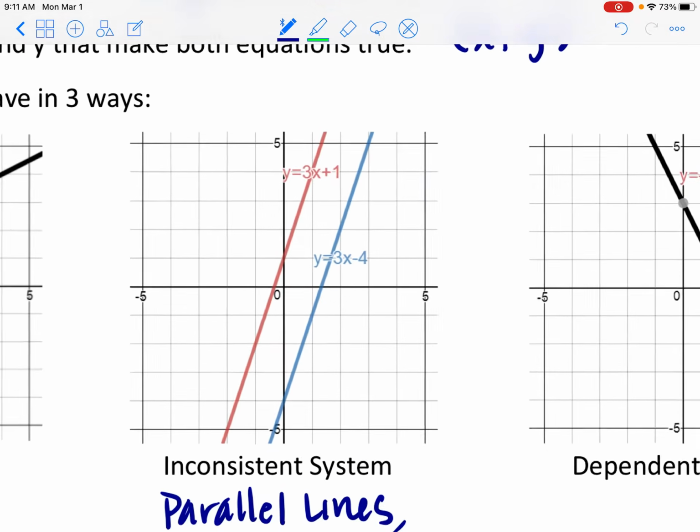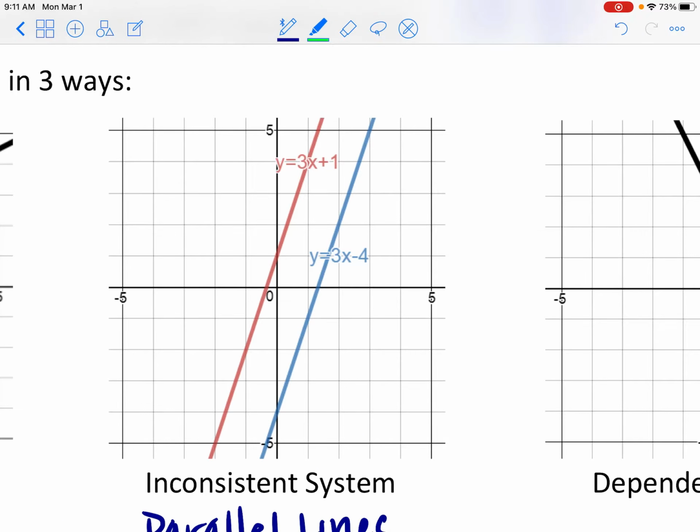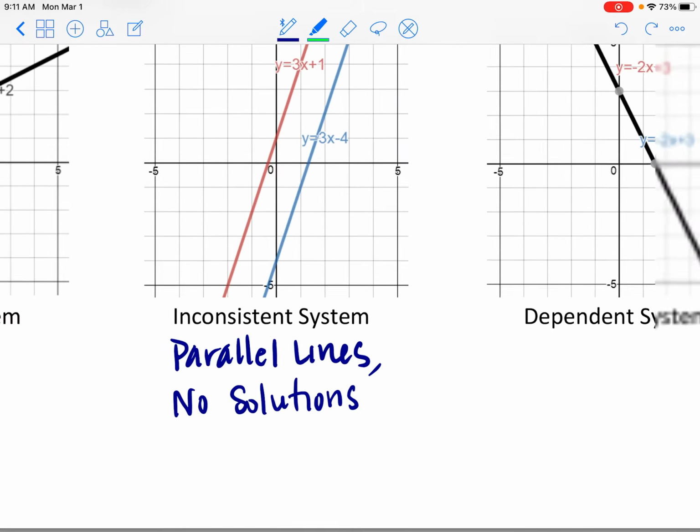And remember what's going to happen with our lines if they're parallel. Notice that the slope here is 3 and the slope here is 3, but they're crossing at different places on the y-axis. So we have parallel lines, the same slope, different y-intercepts. They're never going to cross.